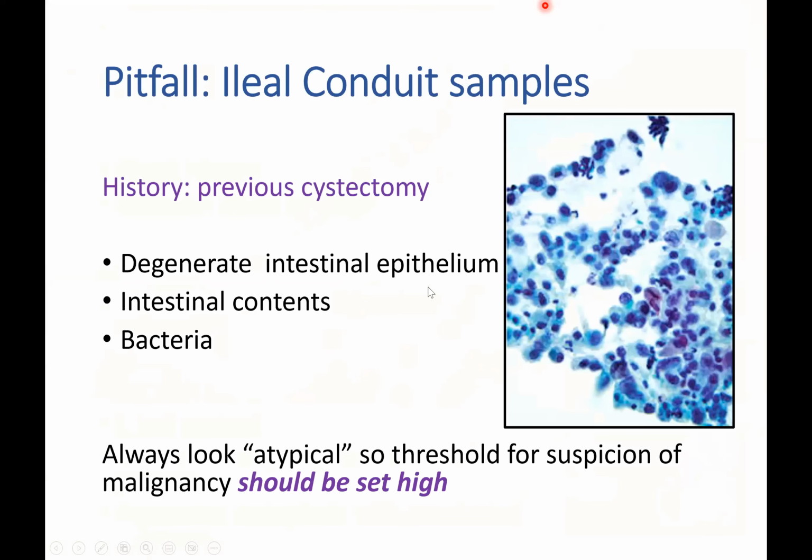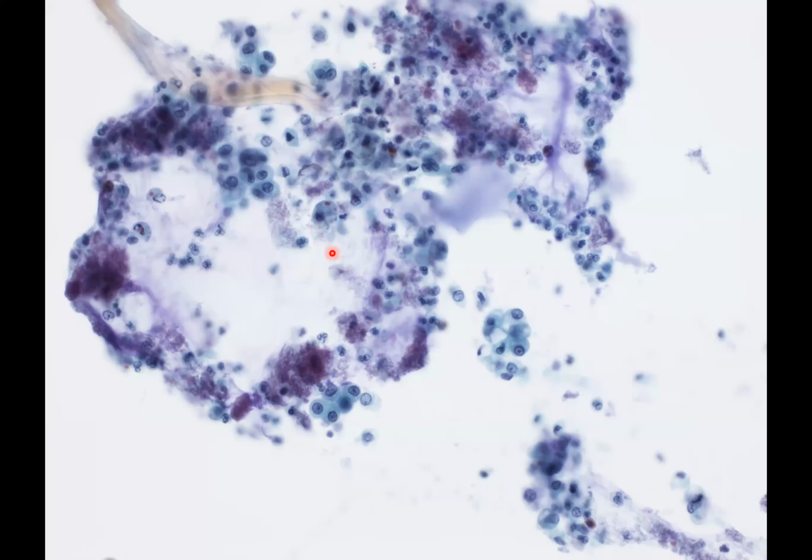Ileal conduit samples can also be very problematic, but the history of a previous cystectomy is hugely helpful. They include, as well as urothelial cells, of course, degenerate intestinal epithelium, bacteria and other intestinal contents. That means the samples always look fairly atypical, and therefore the threshold for suspicion of malignancy should be set high. At low power, you can see just this grubby background here. There are some urothelial cells there and some probable vacuolated cells, and there's mucinous material in the background as well, in keeping with intestinal type cellular material.